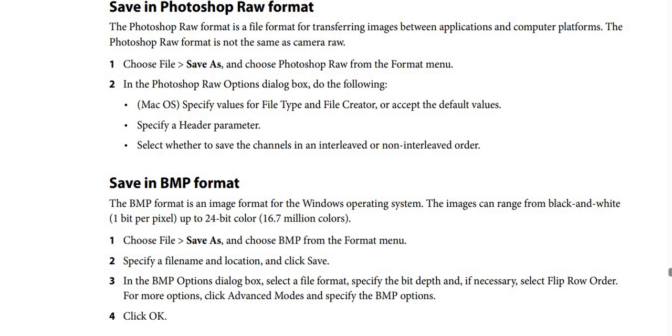And we have steps here now again. Step number 1, choose File, then choose Save As, then select BMP from the format menu. Step number 2, you should specify a file name and location firstly, then click Save. Step number 3. In the BMP options dialog box, you should select a file format, then specify the bit depth and, if necessary, select flip row order. And for more options, click Advanced Modes and specify the BMP options. Step number 4, click OK.